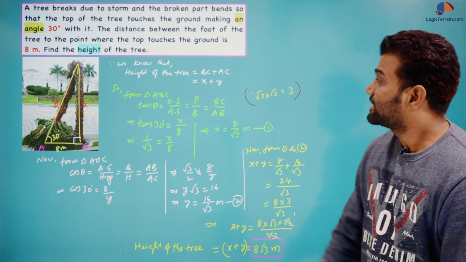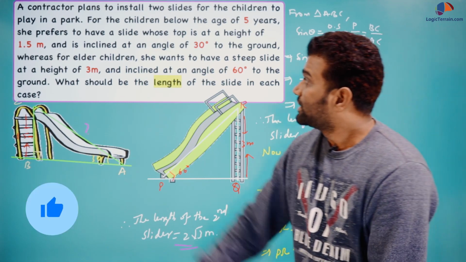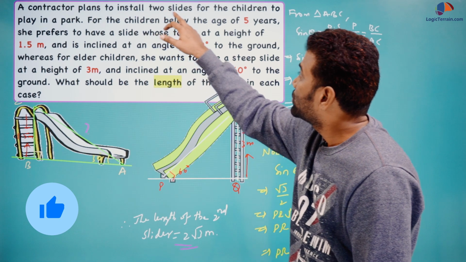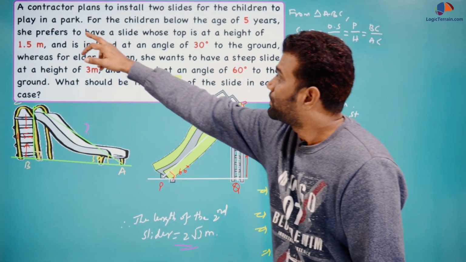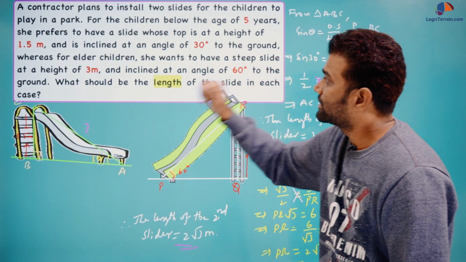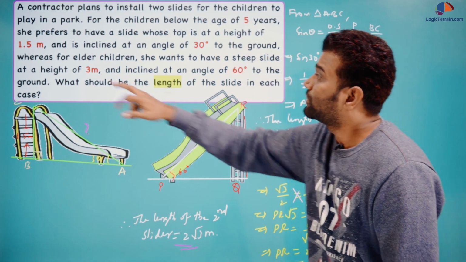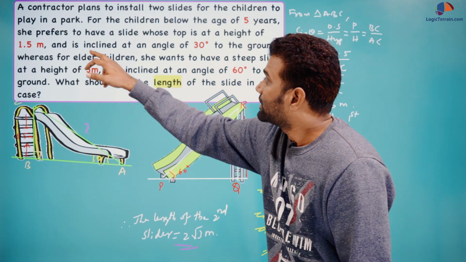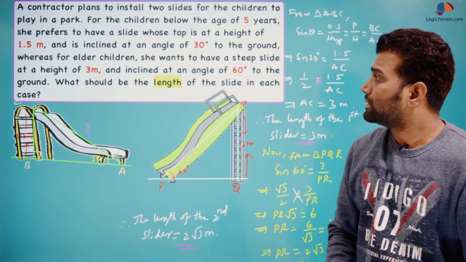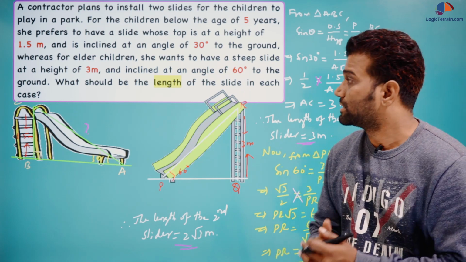So let's discuss the next question. Here it is our next question. The statement is, a contractor plans to install 2 slides for the children to play in a park. For children below the age of 5 years, she prefers to have a slide whose top is at a height of 1.5 meters and is inclined at an angle of 30 degrees to the ground, right? So here the height is less and the angle is also less for little kids.